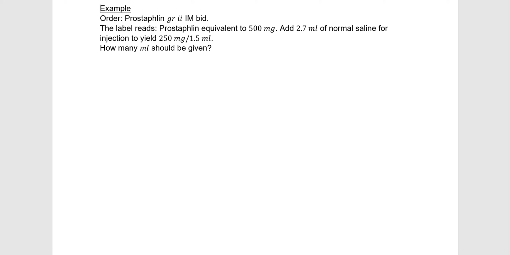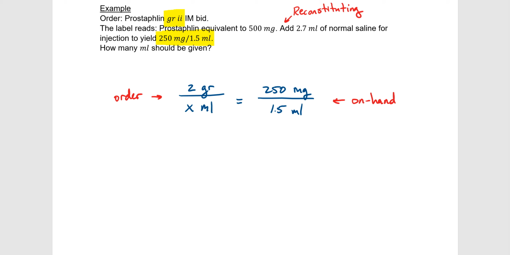So all we need here is, once again, the order. So here is the order. And we need the on-hand ratio for the strength per dosage. And now we can set up our proportion. So we have from the order 2 grains over X milliliters, which is what we're looking for. And that's going to equal 250 milligrams for every 1.5 milliliters, which is the on-hand strength per dosage.